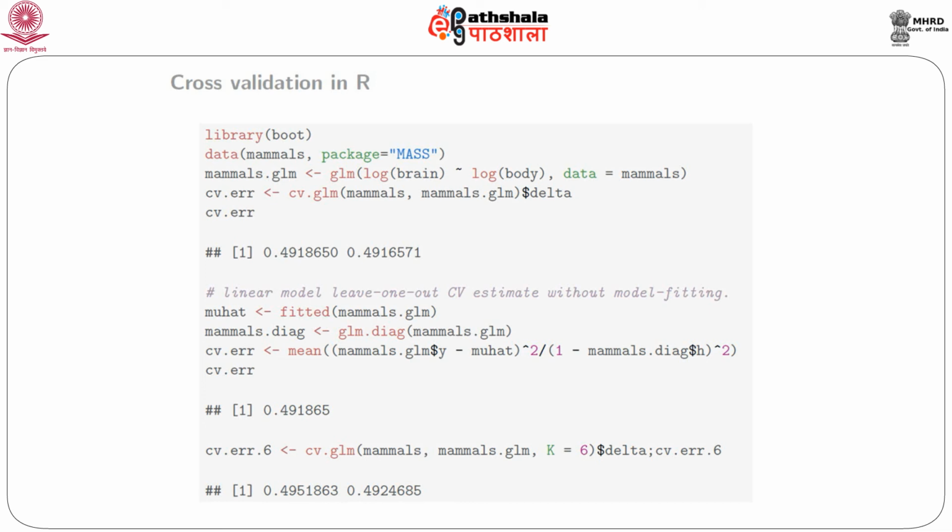Now, to perform the k-fold cross validation, we can use the cv.glm command, but with an additional argument, which is a capital K. For example, if we want to do a 10-fold, we get cv.error.k, which is again 0.4926402. So, here we have done a k-fold cross validation.